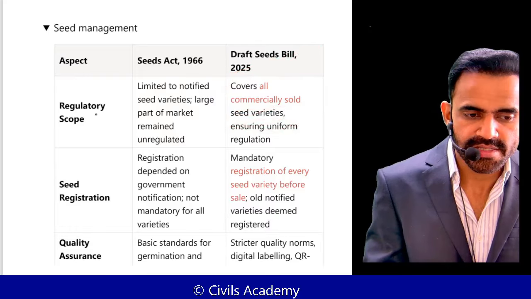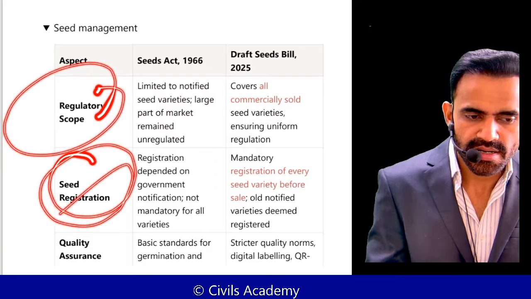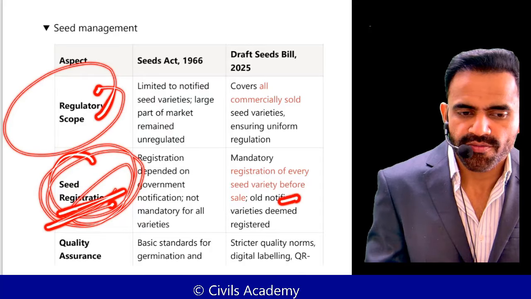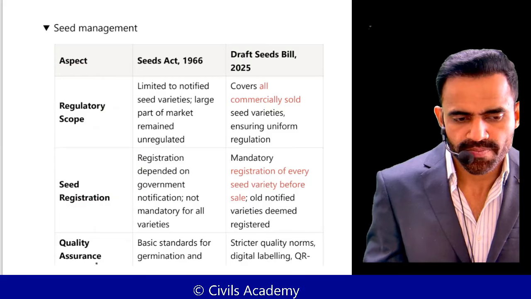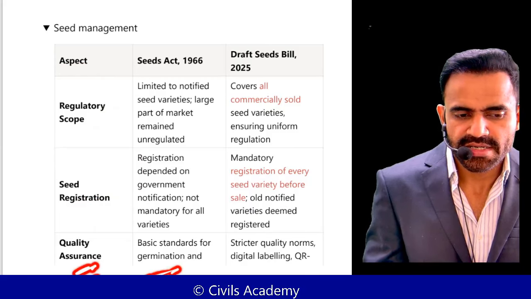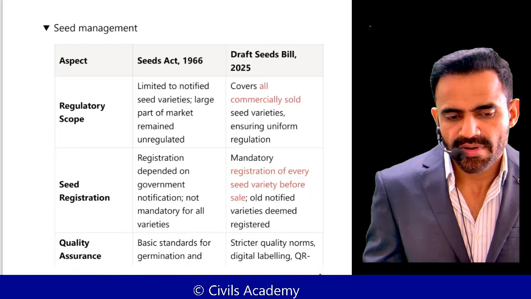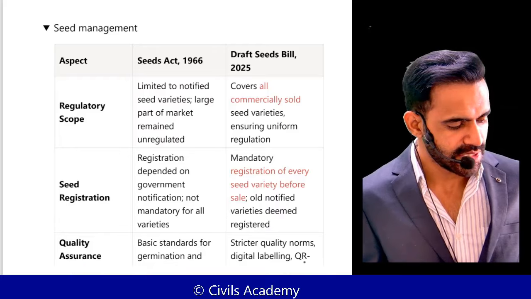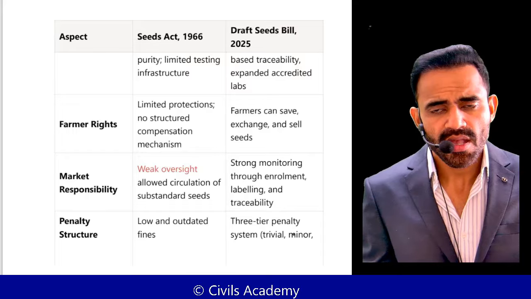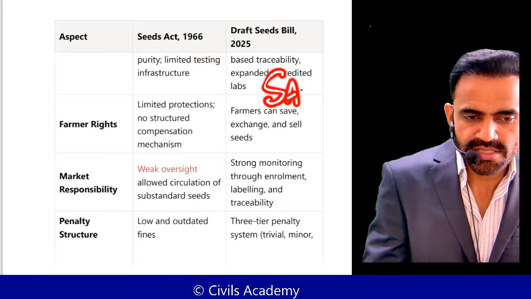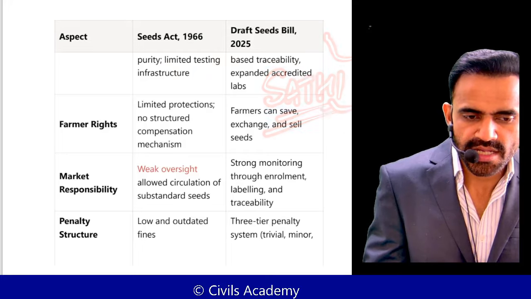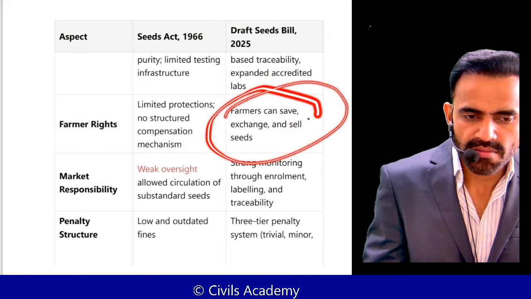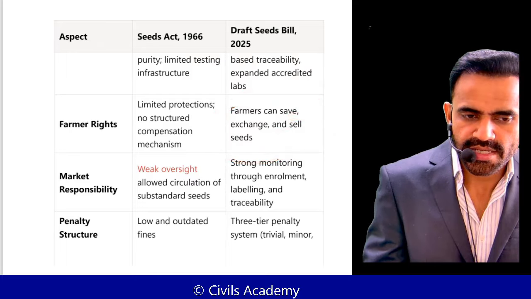Second is, as mentioned earlier, that registration was not mandatory for all. Now registration is mandatory for every seed which is to be sold. Previously, quality assurance was for limited items. Now there will be strict norms for quality assurance. For that, we have a platform named the Sathi portal. Sathi. So just remember this Sathi portal. Farmers can save, exchange, and sell seeds. To ensure traceability, we have the Sathi portal.